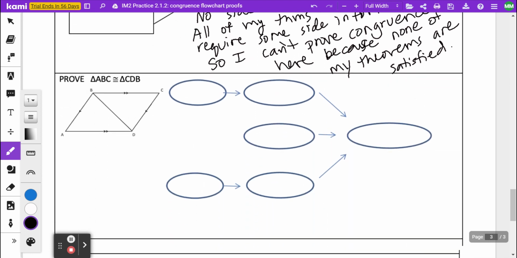Ooh, fancy. Okay. Let me write these letters bigger. I've got B, C, D, and A. And I've got parallel lines to deal with, but two sets of them. That's a big deal. Okay, let's see about angles.